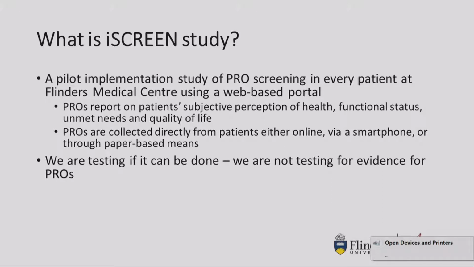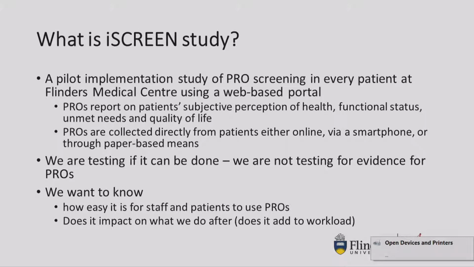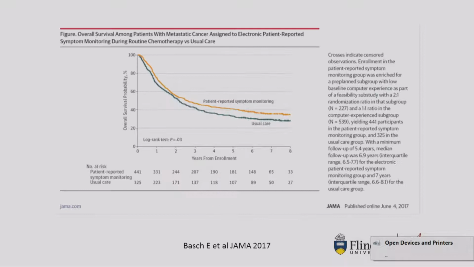What we're trying to do in this study is testing whether this process can be done. We are not testing for the evidence of efficacy of PRO collection. We want to know whether it is easy for staff and patients to use PROs, and does it impact on what patients and staff would do after, and does it add to the workload? So what is our gap? Our gap is not in knowledge, our gap is in practice. The evidence for efficacy of PRO collection is quite robust in cancer in particular.